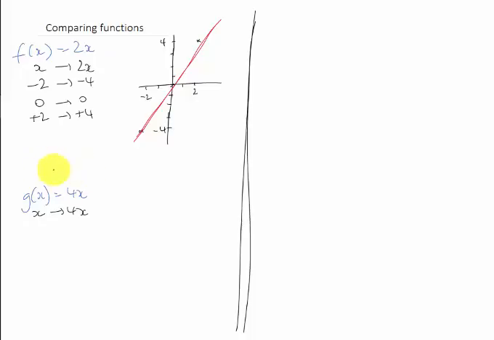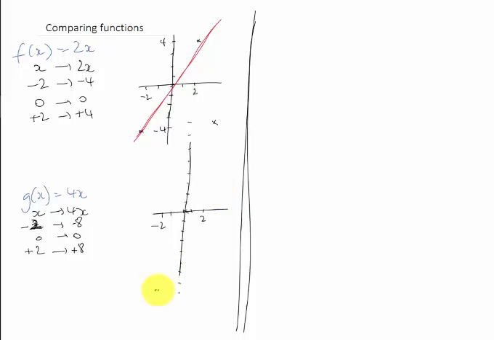Whereas for 4x, so x goes to, minus 2, already done that, minus 2 goes to minus 8, 0 still goes to 0, plus 2 goes to plus 8. So here, minus 2, so this goes up 1, 8, all the way up here. And here, and then this one went 4, 5, 6, 7, 8, all the way down here.